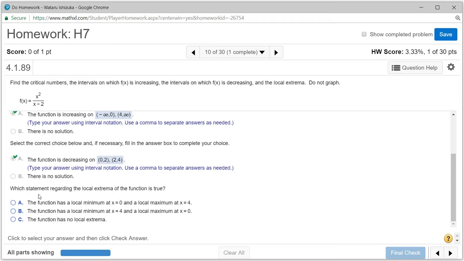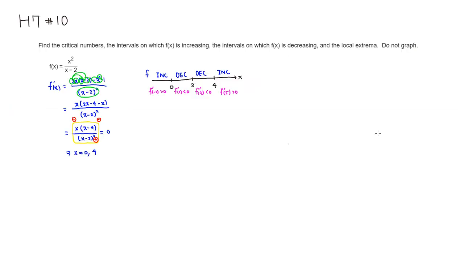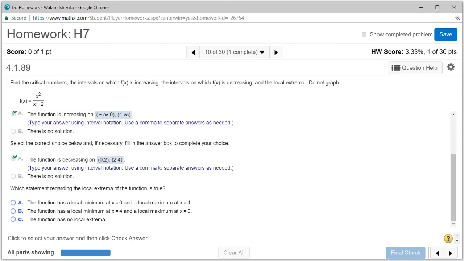Then we want to look at the local maximum and local minimum. You can see that here it's increasing turning into decreasing, so at this point you're going to have a local maximum. At 2, the function is not defined, so there's nothing there. And here we have decreasing turning into increasing, so you're going to have a local minimum there.